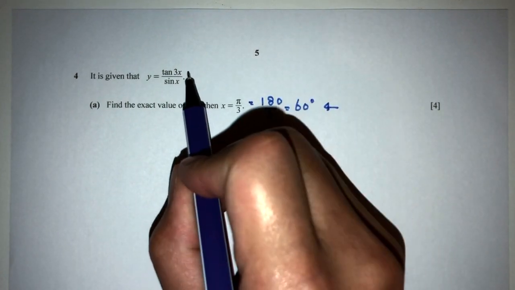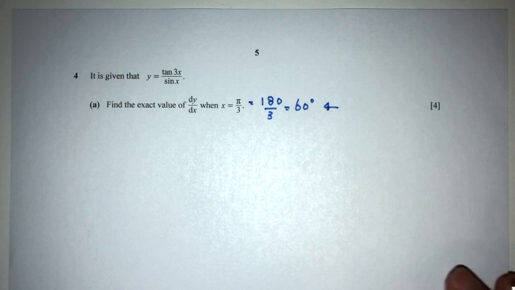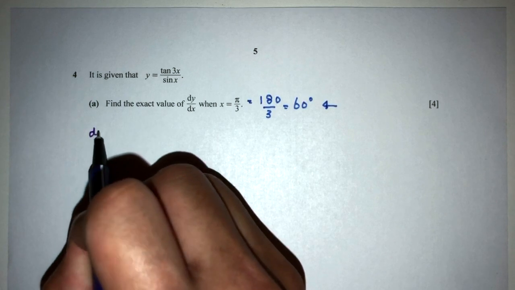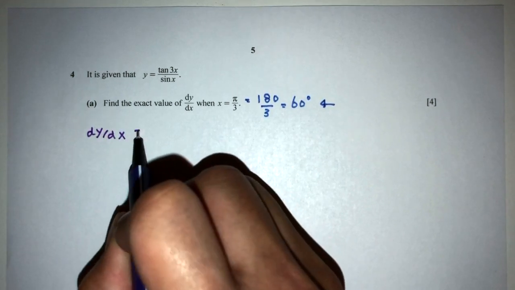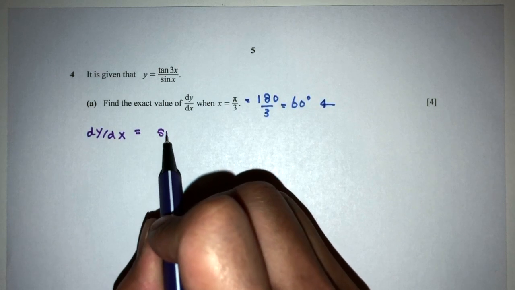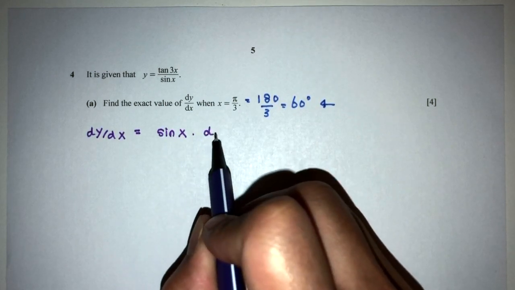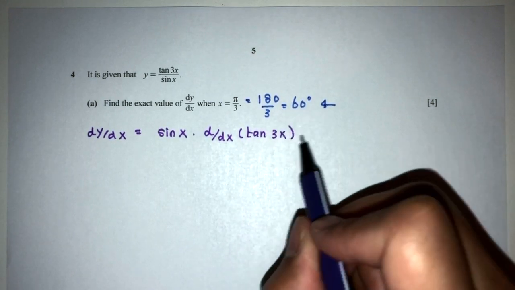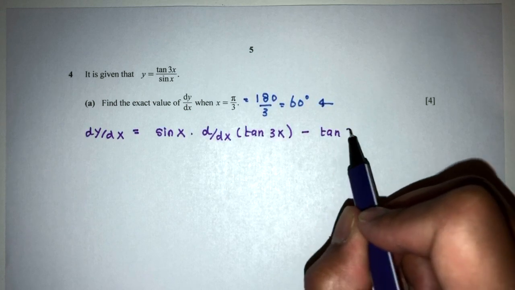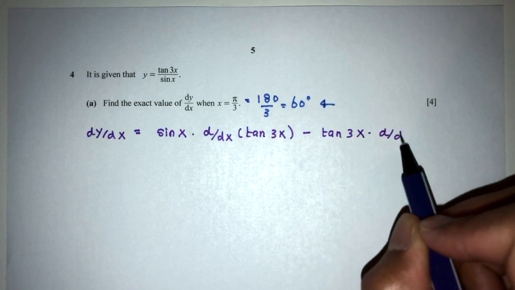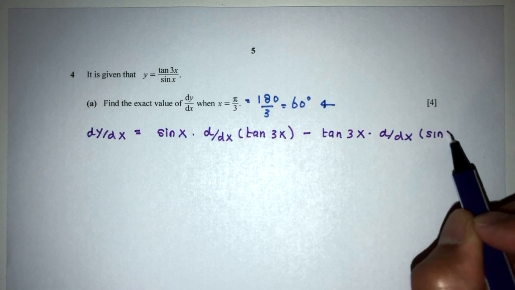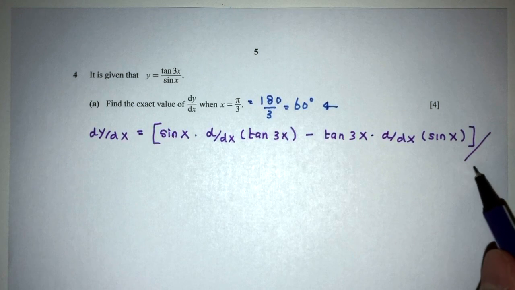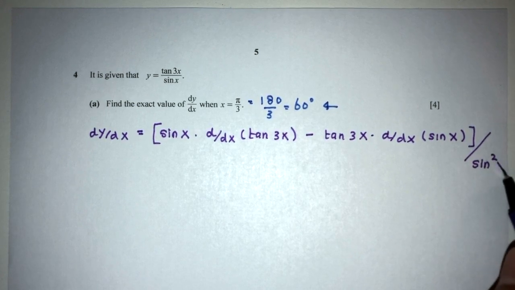Now, as you can see, this one is a fraction, right? So tan 3x over sine x. Whenever it is a fraction, we have to use the quotient rule. So let's do that. So dy by dx will be what? First thing first, write down the denominator as it is, multiplied by d by dx of the numerator, and then minus the numerator as it is, multiplied by d by dx of the denominator. And of course, everything divided by the base squared, which is sine squared x.